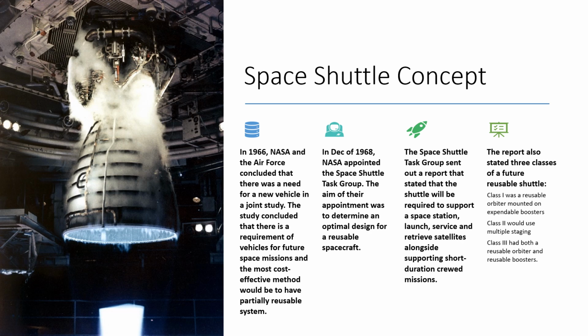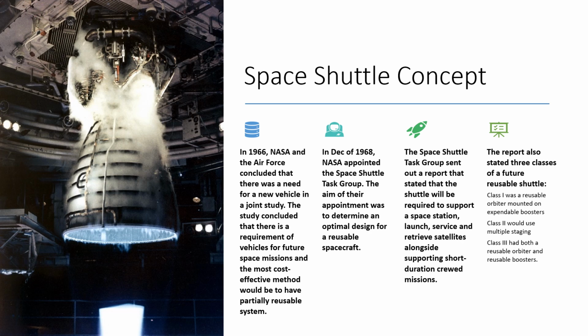It was decided that the most cost-effective method would be to have a partially reusable system, where either the system could be fully restored or partially restored after recovering after launch. In December of 1968, NASA appointed the Space Shuttle Task Group. The aim of this task group was to determine an optimal design for the reusable spacecraft. Study contracts were handed out to General Dynamics, Lockheed Martin, McDonnell Douglas, and North American Rockwell.